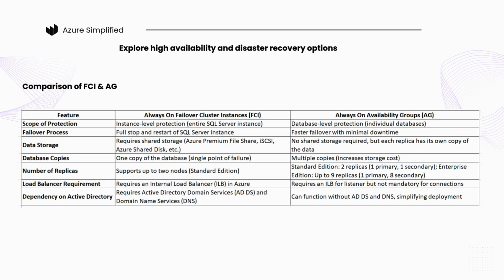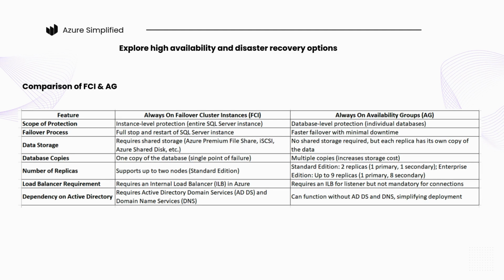The comparison between always-on failover cluster instances, FCI, and always-on availability groups, AG, highlights key differences in their functionality and requirements. Scope of protection. FCI provides instance-level protection, meaning the entire SQL Server instance is covered, while AG protects individual databases.